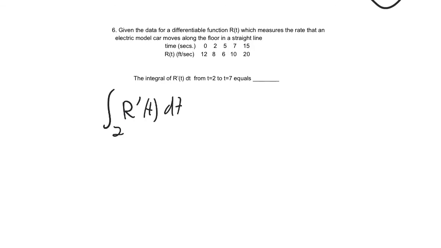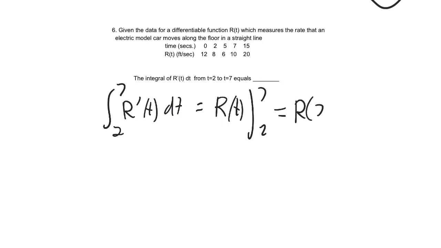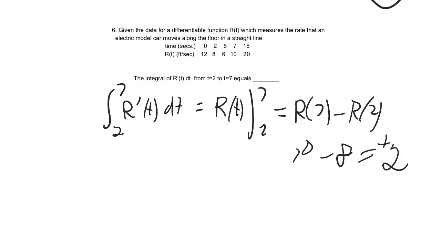In this last problem, they're asking you to find the integral of r prime of t as t goes from 2 to 7. This is the fundamental theorem of calculus. The derivative of r prime, of course, is going to equal simply r itself from 2 to 7. This is going to be basically r of 7 minus r of 2. r of 7 is equal to 10, and r of 2 is equal to 8. The answer is 2. Fundamental theorem of calculus. Ta-da!